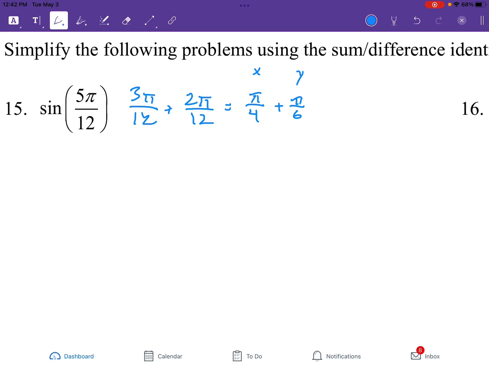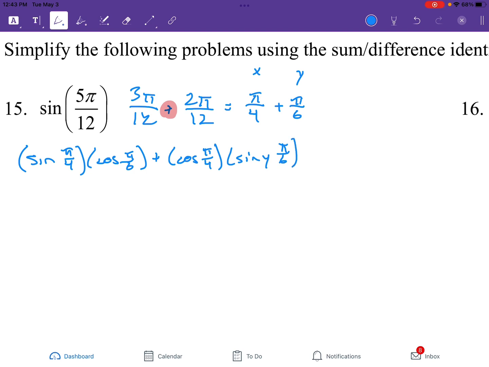Since we added, we're going to use the sine x plus y part of the formula. So we're going to have sine of x, which is pi over 4. We're going to have cosine of y, which is pi over 6. The formula says plus. We're going to do cosine of x, which is pi over 4. And finally, sine of y, which is pi over 6. So we have to set this up. You got to show this work that you know how to use the formulas.